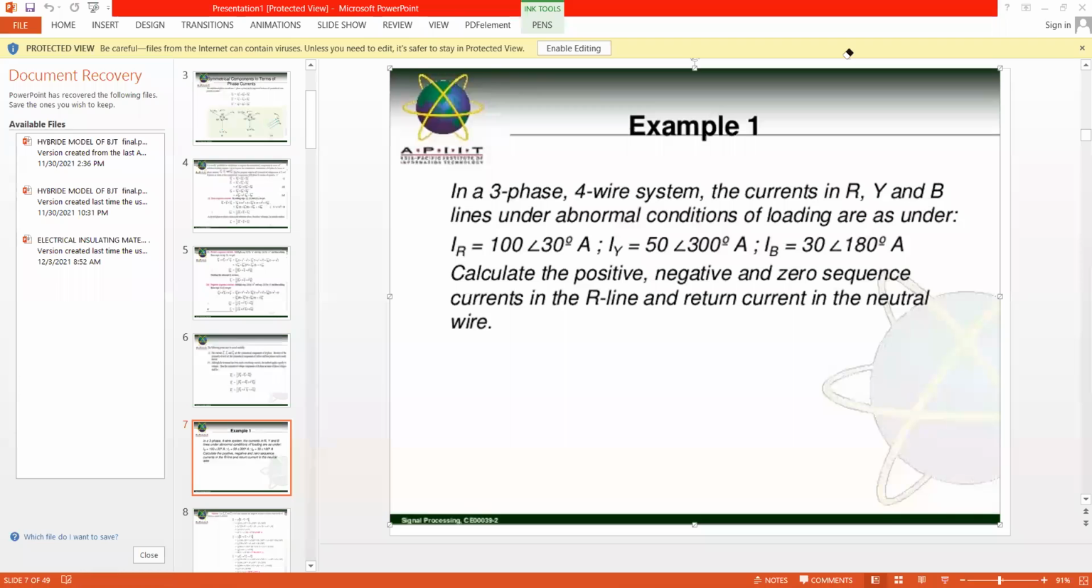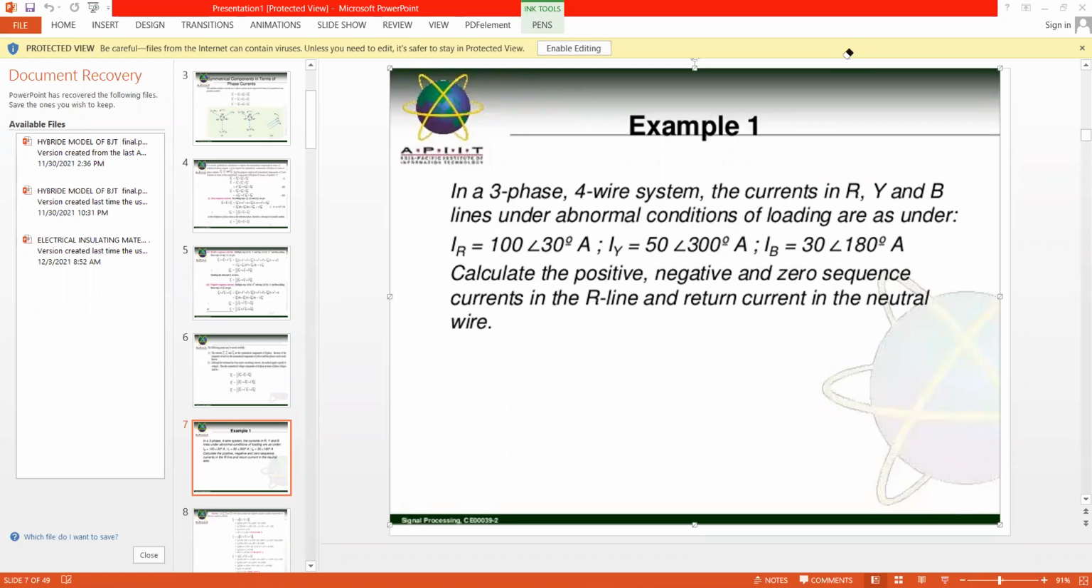So in a three-phase four-wire system, consider the currents in the R, Y, and B lines under normal condition and under abnormal condition. Abnormal condition means when a fault is produced in that particular three-phase system, so faulty current is flowing through the three lines, R, Y, B respectively.